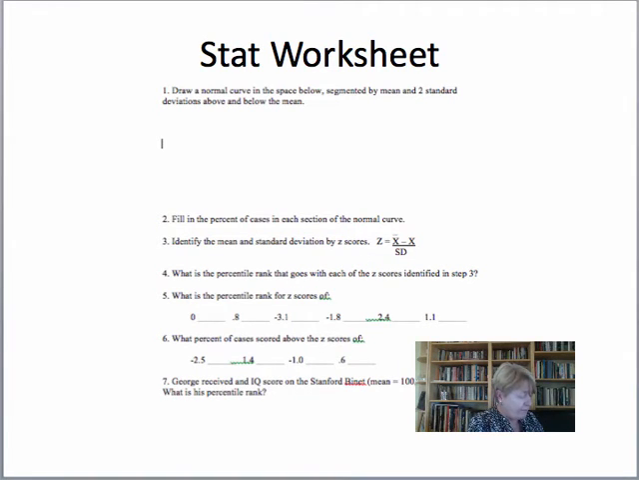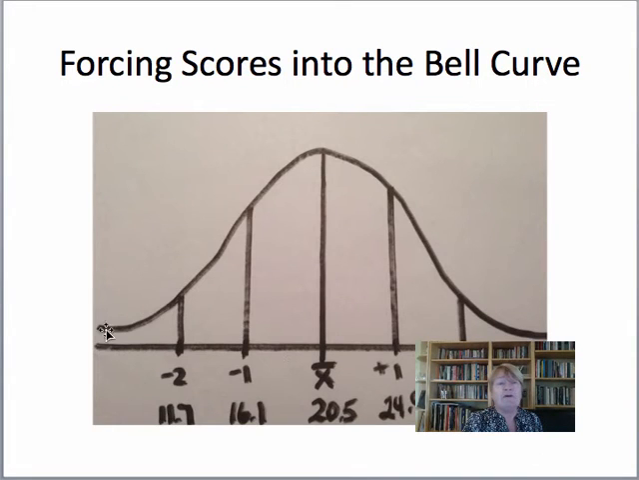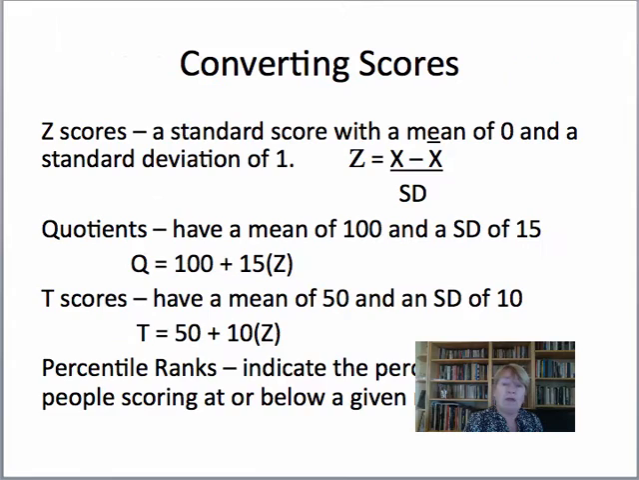You'll see at the top of the stat worksheet, number 1 says, draw a normal curve in the space below, segmented by mean and 2 standard deviations above and below the mean. Now, we've had several slides on that, so essentially going back to draw your bell-shaped curve, and then divide it in half, creating a mean, and show the mean, X with a line over it, and then draw 1 standard deviation above and 2 standard deviations above, 1 below and 2 below. So go ahead and do that on your worksheet.